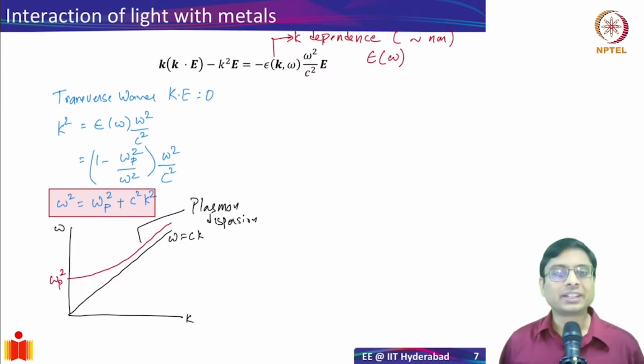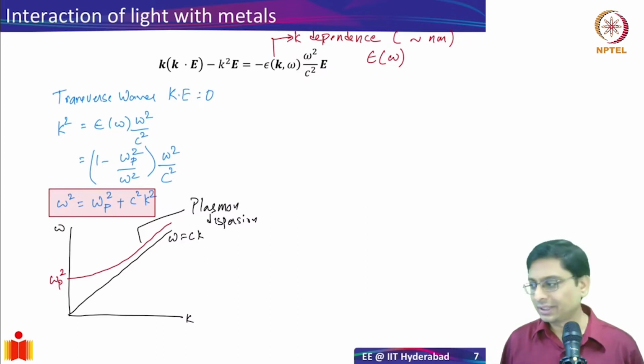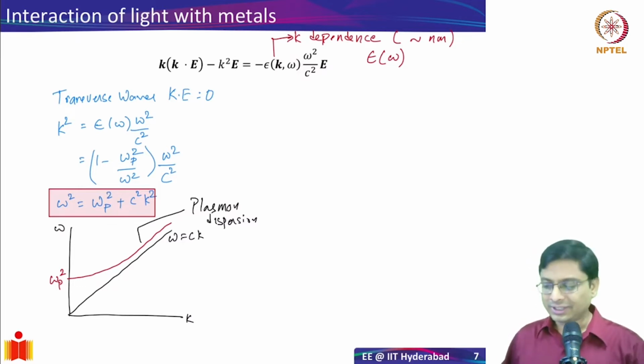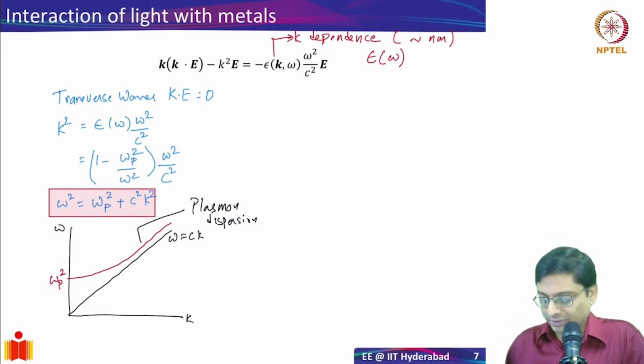What essentially it means is that these can exist only at omegas greater than omega equal to ck. They cannot exist below omega equal to ck. All right. So this is what we generally call, in the literature, this type of waves wherein you have transverse electromagnetic waves interacting with metals, surface plasmons.